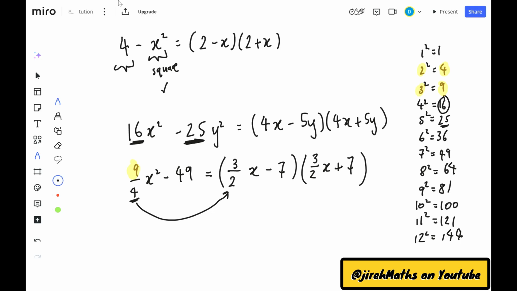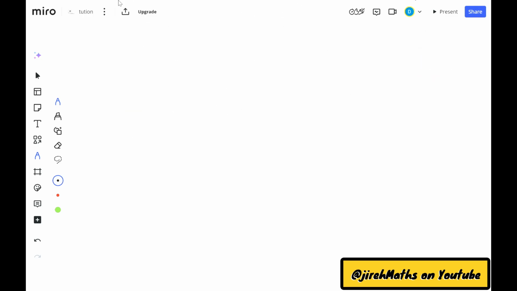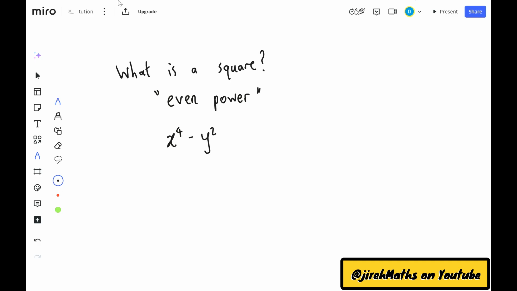The next case. So the next case is, what is a square? A square, if I have to put it simply, is an even power. So anything that has an even power is a square. For example, if I had to write x to the 4 minus y squared. Now we definitely know y squared is a square. But what about x to the 4? Well, it is, because 4 is even.